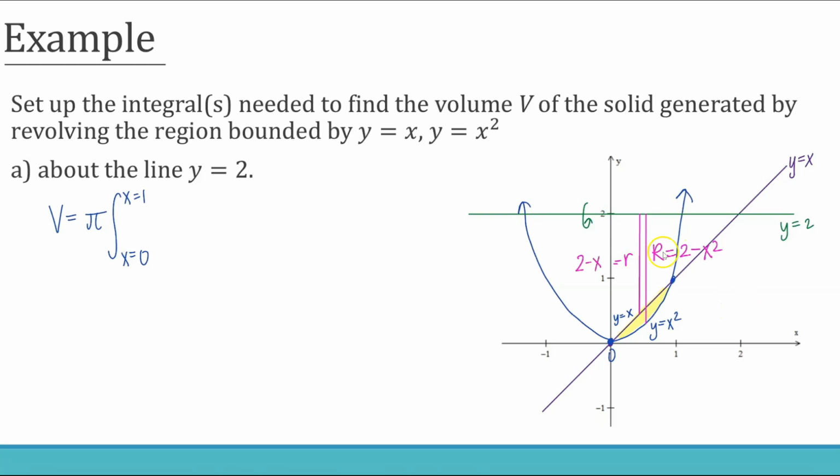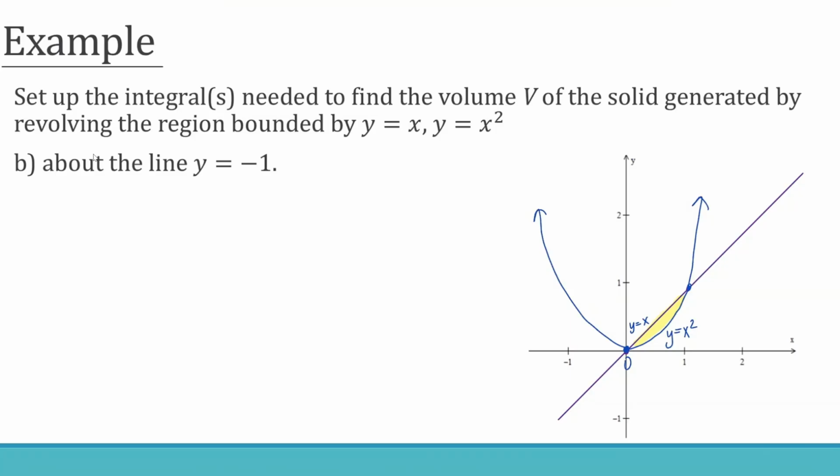So that's my big radius and my small radius across the entire interval from 0 to 1. The bigger radius and the smaller radius are going to stay the same. So when we set this up over here, I'm going to have the quantity 2 minus x squared, minus the quantity 2 minus x, squared. So that's my big R squared minus my little r squared. And we're integrating with respect to x.